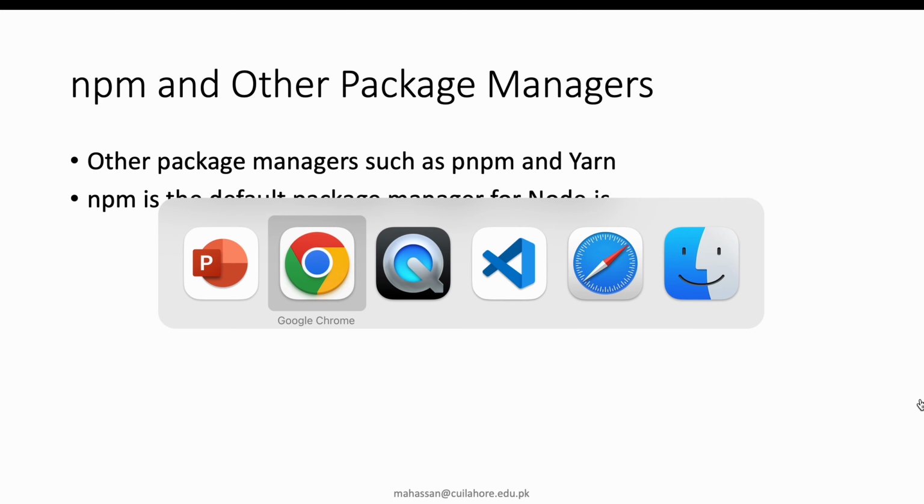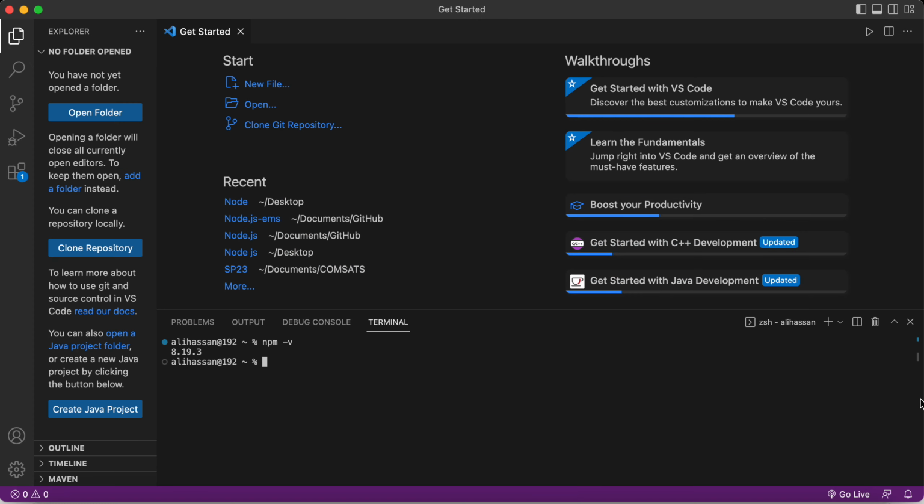To verify, you can write the command npm -v, hit enter. You should see the version of npm installed on your machine. As you can see, there is no need for a separate installation. It is bundled with Node.js.